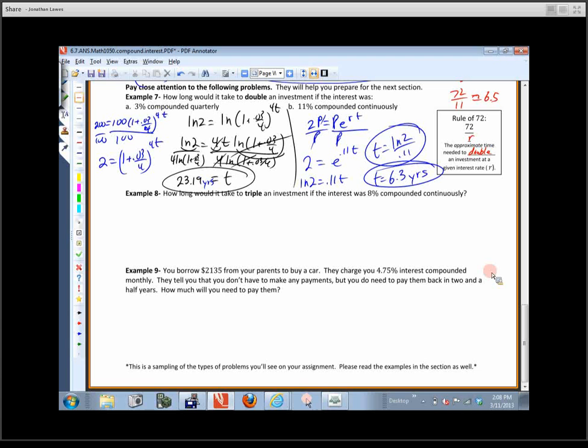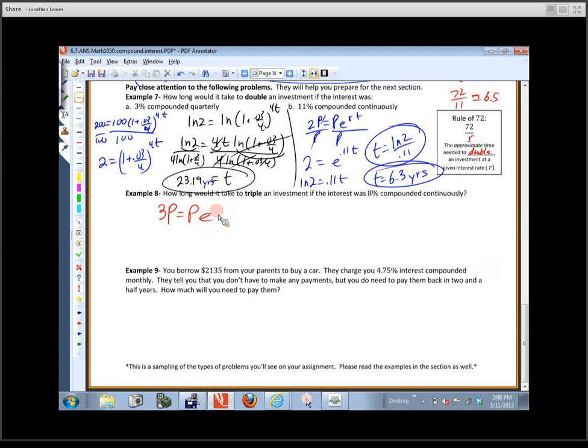Okay, so let's take a look at example 8. How long would it take to triple an investment if we invested at 8% compounded continuously? Divided by 72. About 9 years. It says triple. Okay, there's not a rule of 72 for that. It says triple. What, Parker, what is it?